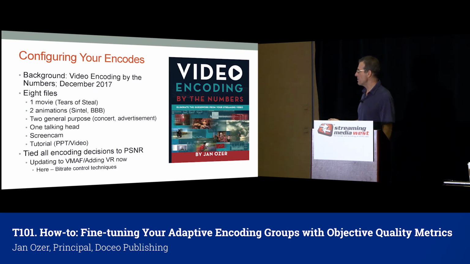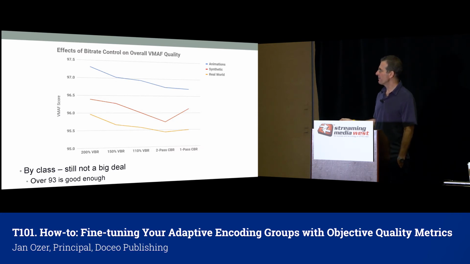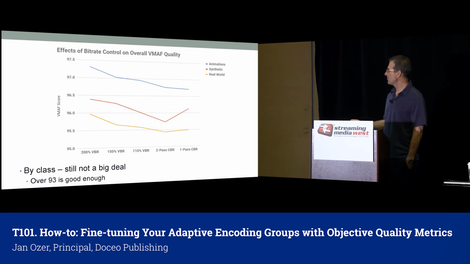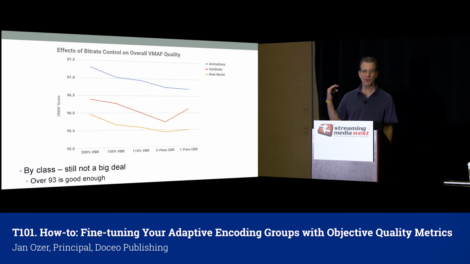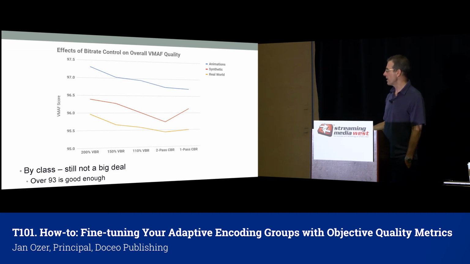Some of the things I studied in the book: how is bitrate control affected by overall VMAF quality? I had animations, synthetic videos, and real-world videos. And here we see 200% constrained VBR, 110% constrained VBR, one-pass CBR. We see quality goes down for all the video files except for the synthetic videos, which was actually pretty interesting. So if you're encoding screen cams, you're encoding PowerPoint files, you may not want to use 200% constrained VBR.